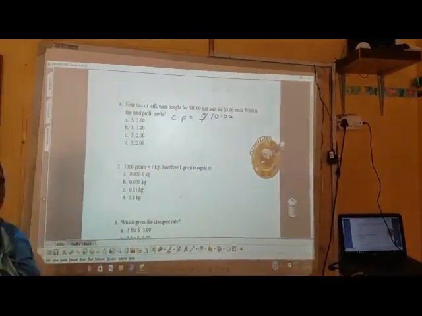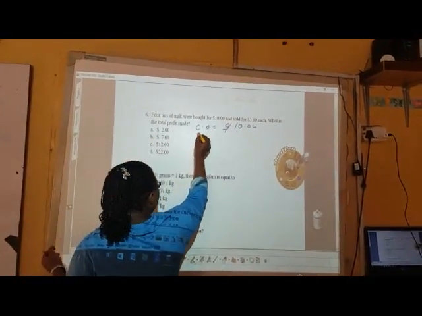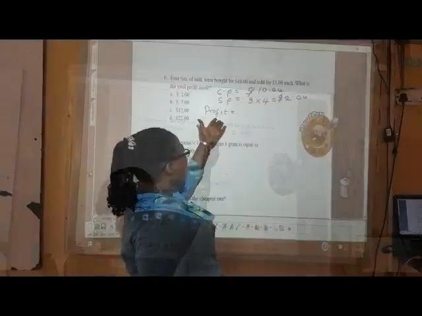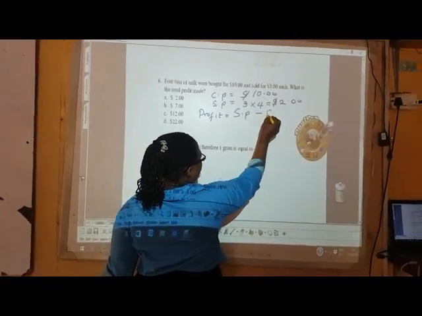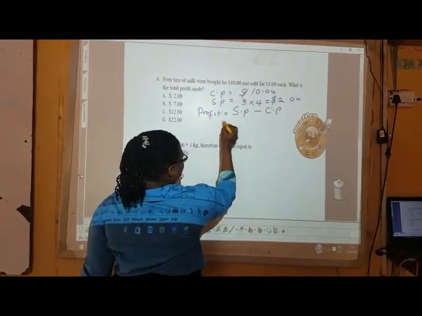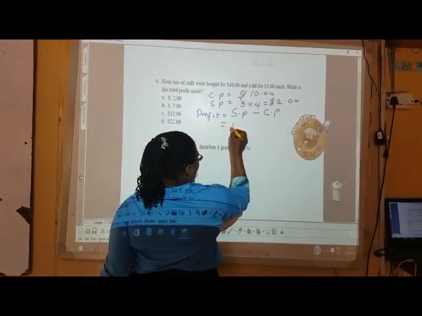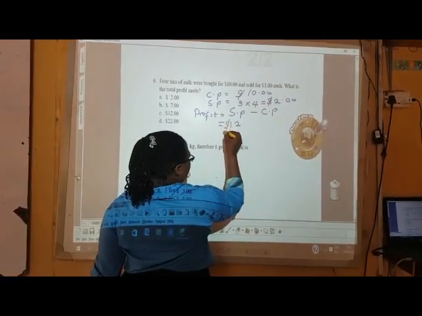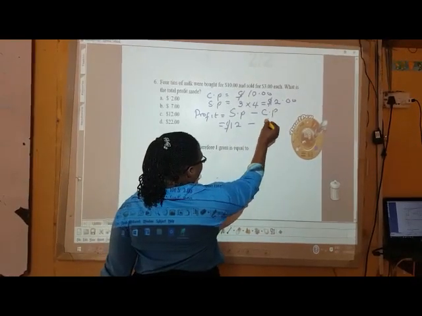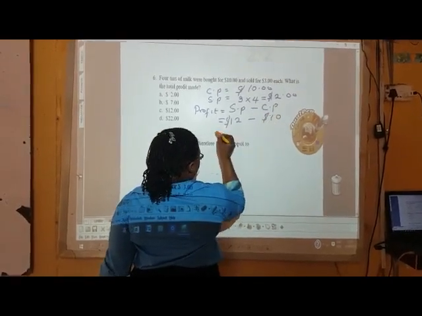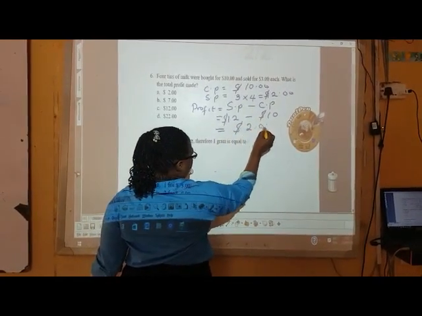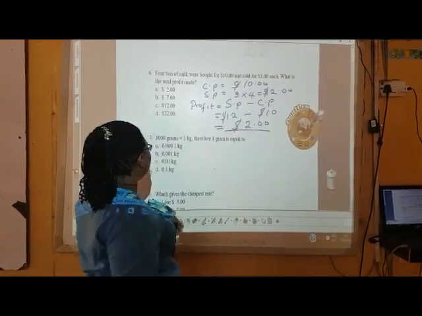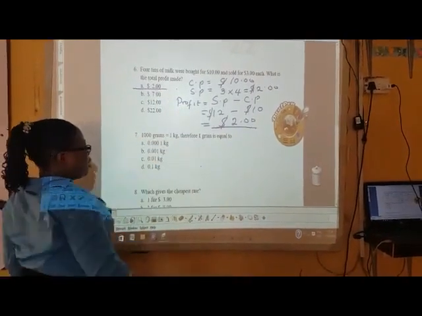We want to look at the selling price. That is SP. So the profit means selling price minus cost price. And our selling price here is $12 minus $10. And what do we have? $2. So that means our answer here is A.